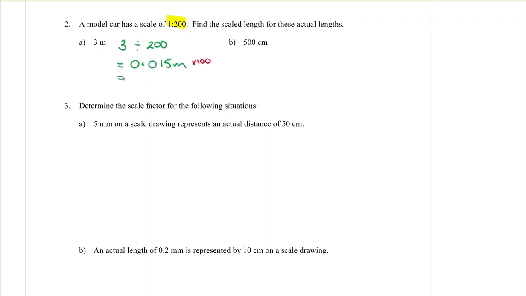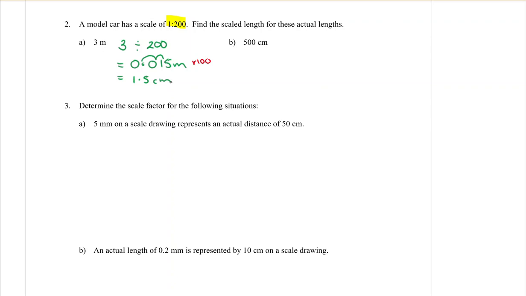That is 1.5, because times by 100 moves that decimal point over 2 jumps. So 1.5 centimeters. That's a lot more. That's something you can visualize on a map, isn't it? So 3 meters in real life is really a 1.5 centimeter drawing if you do it to that scale on your piece of paper, is what that means.